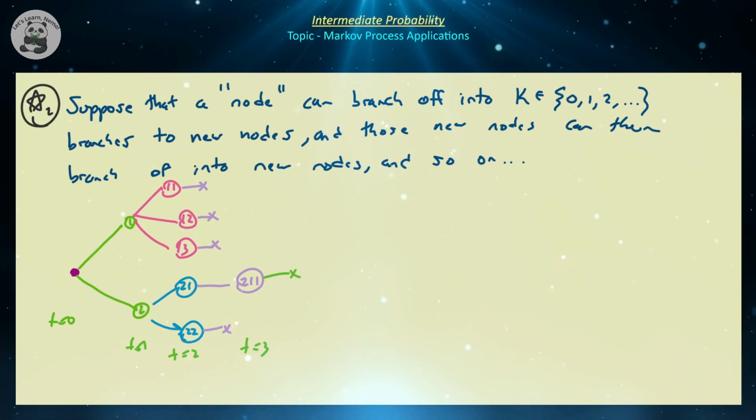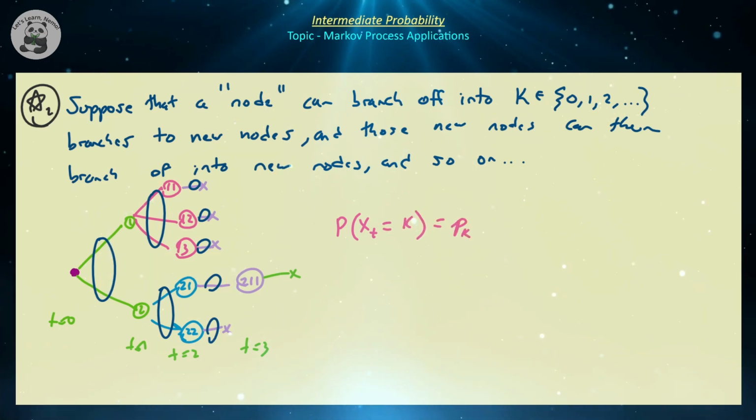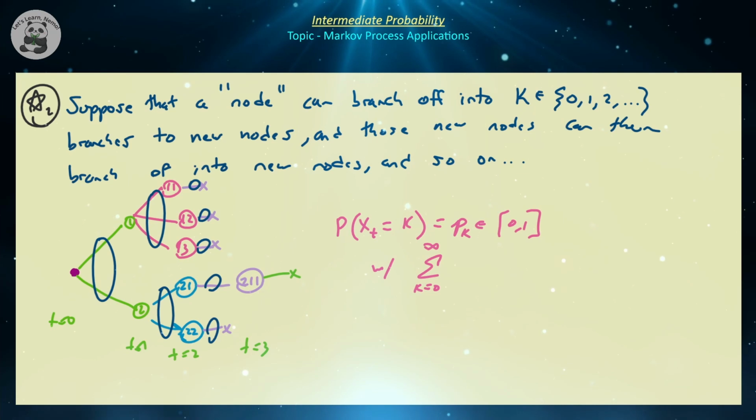Right? So let's assume, similar to our previous example, that the number of branches it branches off to, which I'm going to call xt. So for example, xt is equal to 2, xt is equal to 3, xt is equal to 2, xt is equal to 0, 0, 0, 1, and 0. So let's assume that the probability of xt is equal to k is equal to, again, pk, pk belonging to 0, 1. With the same assumption as before, the sum from k is equal to 0 to infinity of pk is equal to 1.